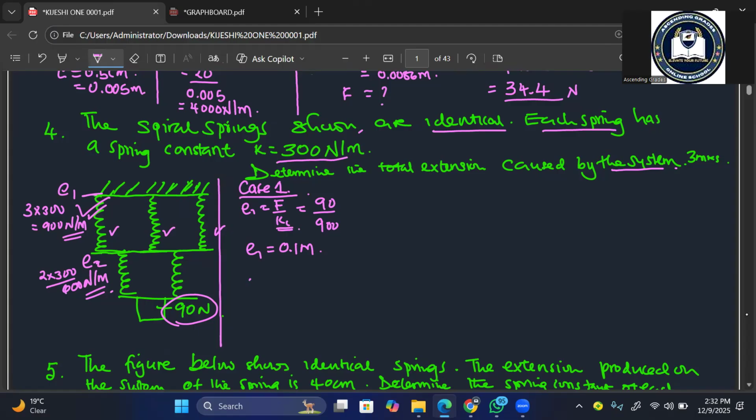Then we can go to E2, which will be given by force over the combined spring constant at the bottom. And this will be 90 divided by 600. And this gives me 0.15 meters. Then the total extension, E total, will be given by E1 plus E2. And this is 0.1 plus 0.15. And the total of this one will be 0.25 meters.